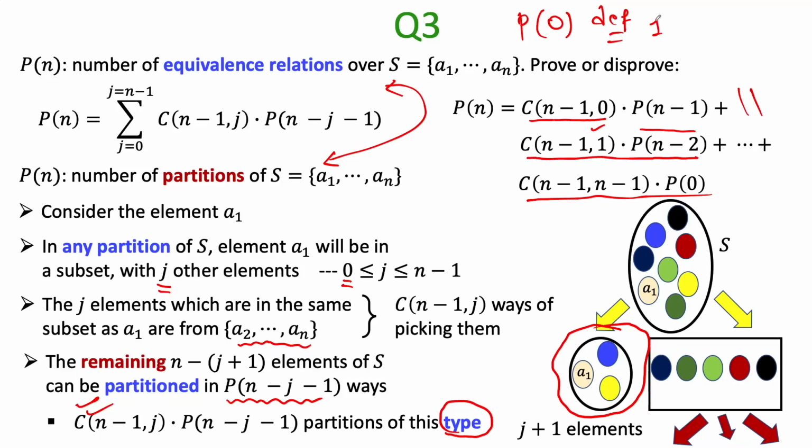1. That means if your set is an empty set, there is only one way of partitioning it, namely no way, right? So I can define P of 0 to be 1, and now you can check that P of n satisfies this equation. And all these different types of partitioning are disjoint. There won't be any partitioning which can be considered as two different types of partitioning, because the value of j is different for each category.